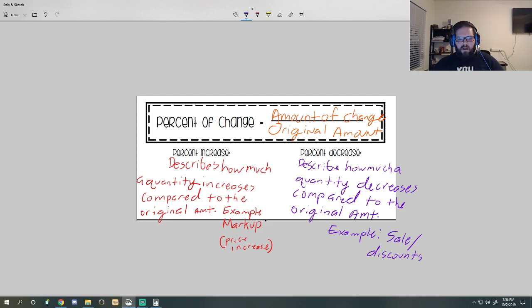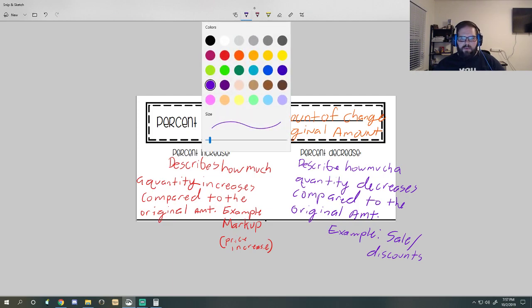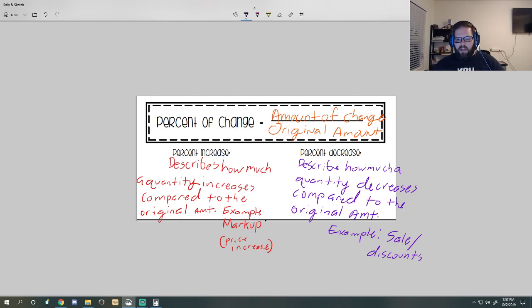So our notes: a percent increase describes how much a quantity increases compared to the original amount. Example, markup, like a price increase, say when we have a hurricane and gas starts going up randomly. That's the example of a percent increase. A percent decrease describes how much a quantity decreases compared to the original amount. For example, we have sales. I love sales. We get all of our stuff on sale. And discounts. So if you have 10% off, that is a percent decrease.